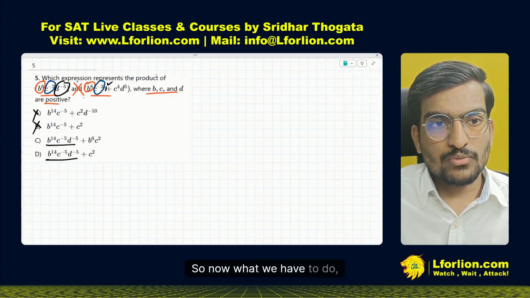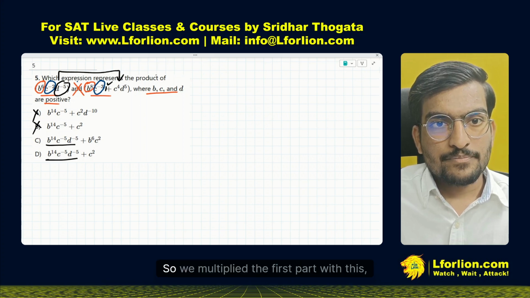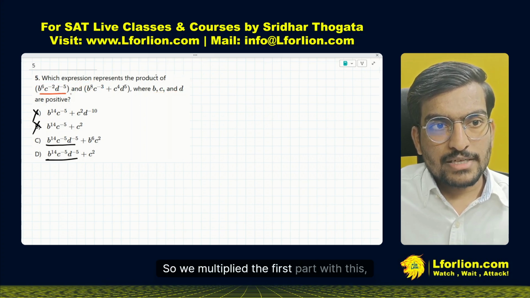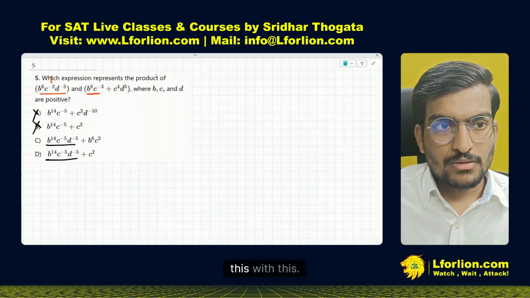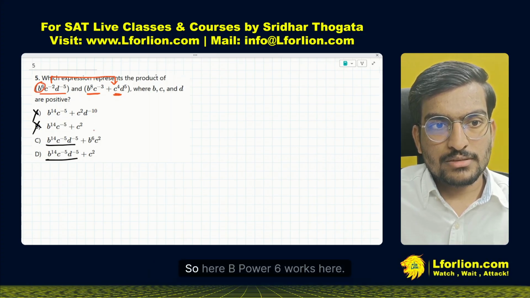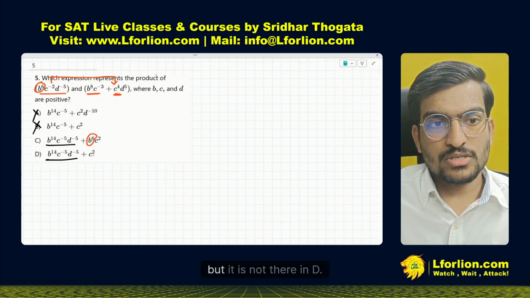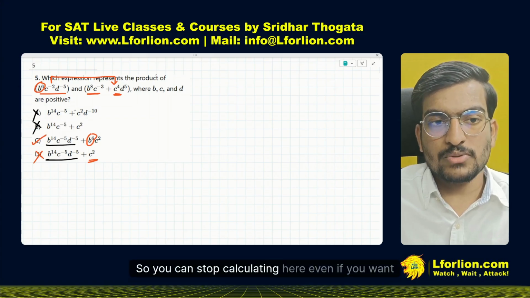So now what we have to do is multiply this with this part. We multiplied the first part with the first part, now I'm going to multiply this with this. So b power 6, and there is no b power 6 in option D. It's there in option C, but it is not there in D. So D is incorrect, C is correct. It's not required to solve completely, so you can stop calculating here.